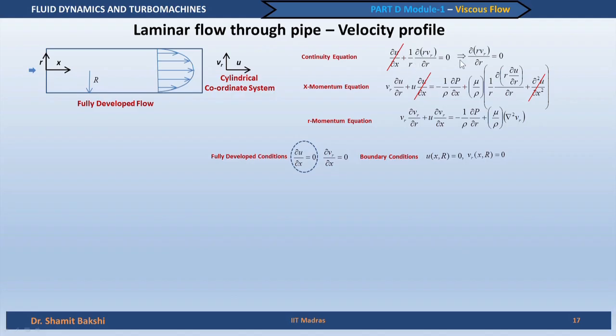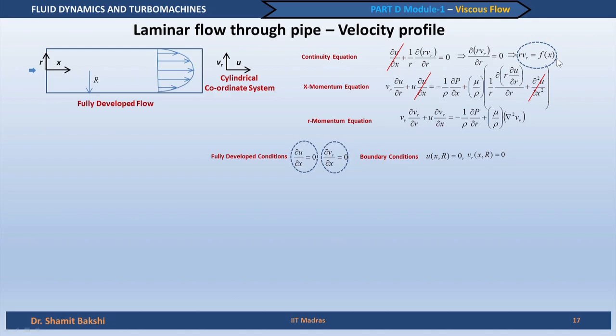Let us see with this simplification how this equation looks. So, this looks like del del r of r Vr is equal to 0. So, what does it mean? It means that r Vr is a function of x, like we said here u is a function of r. So, how do we proceed now? Using this fact that r Vr is a function of x, we can come back to the other fully developed condition. What we are getting from here is del Vr by del x is equal to 0.